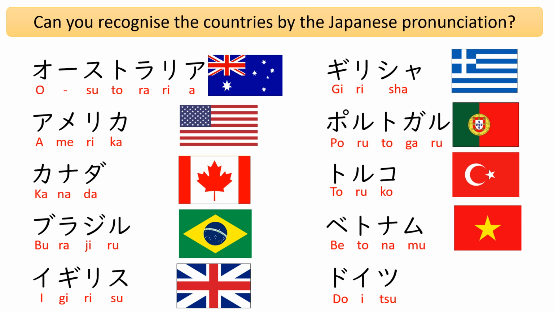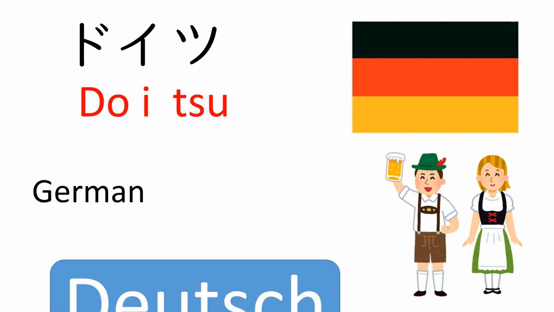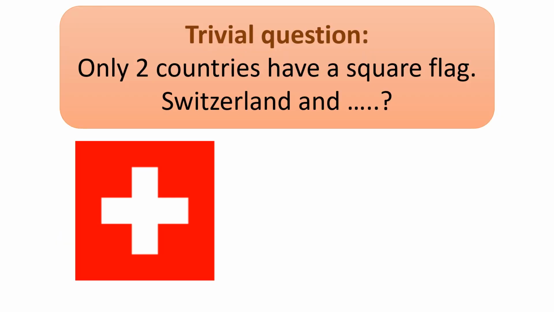It is Germany. So Germany is ドイツ in Japanese. And where does the sound ドイツ come from? If you know German language, you know the answer. The word German in German language is Deutsch. So the sound ドイツ comes from the German sound.